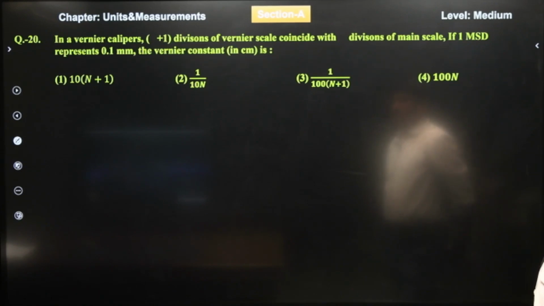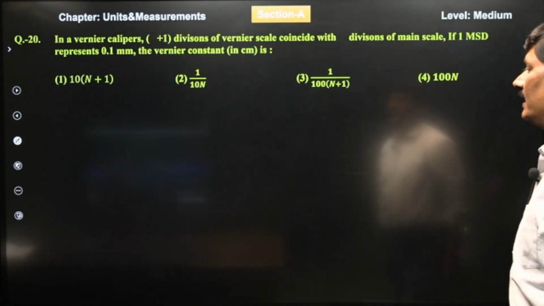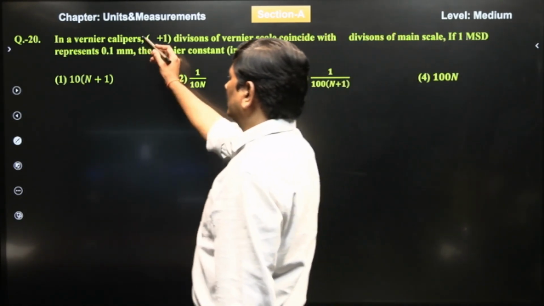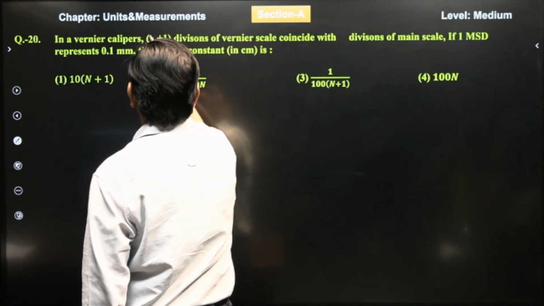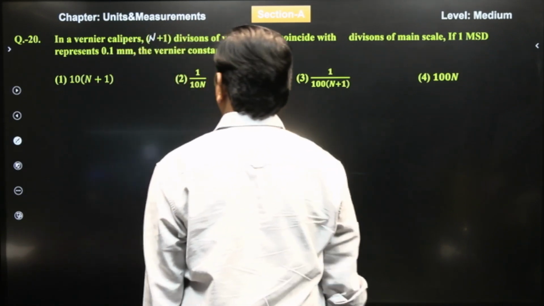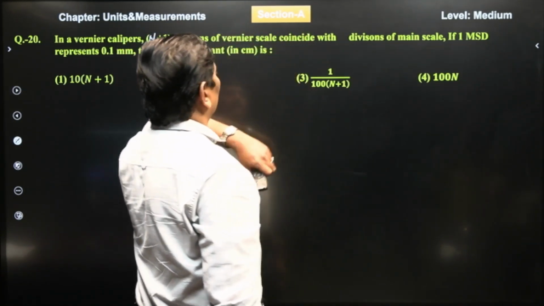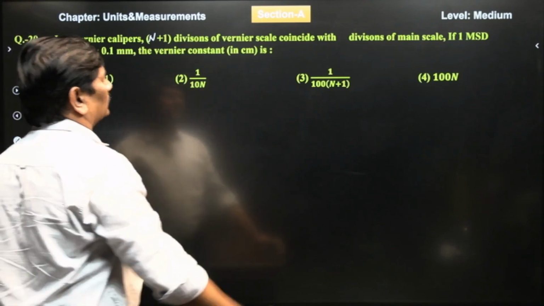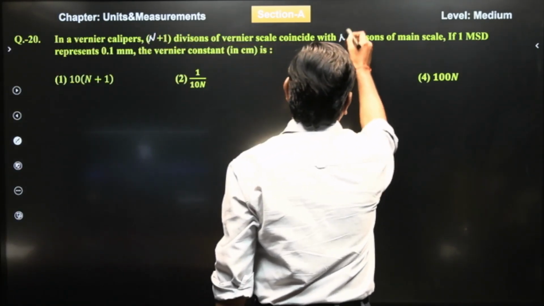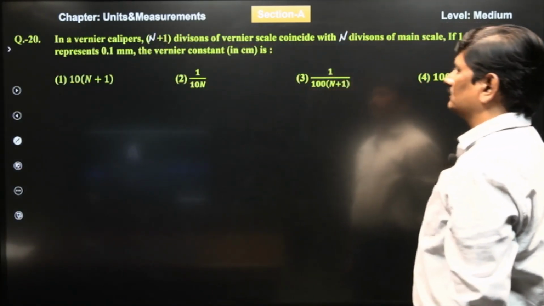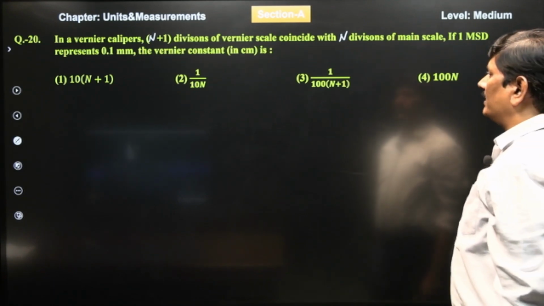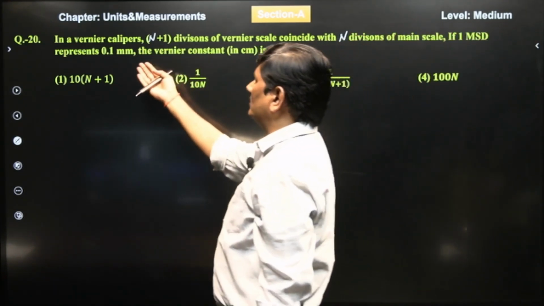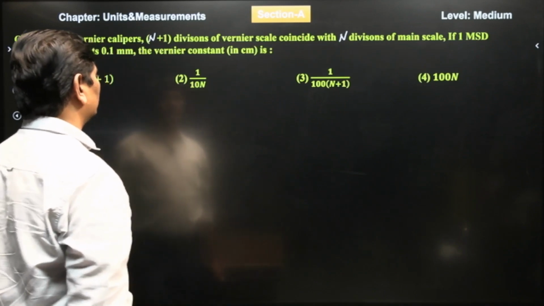Next question, units and measurements related to vernier calipers, measuring devices. In this vernier calipers, n plus 1 divisions of vernier scale coincide with n divisions of main scale. If one main scale division is 0.1 millimeter, find the vernier constant.